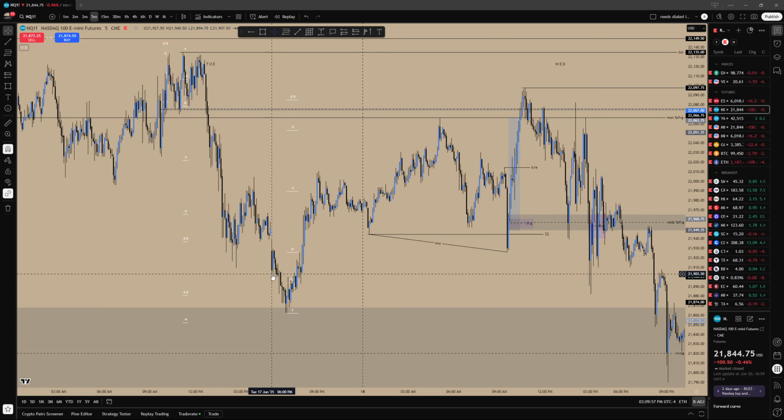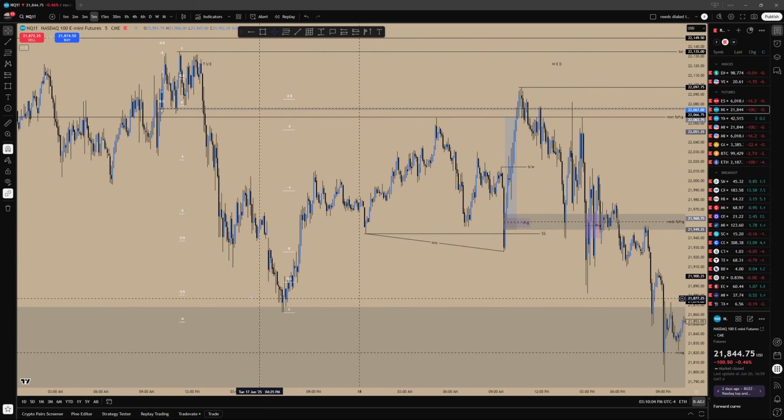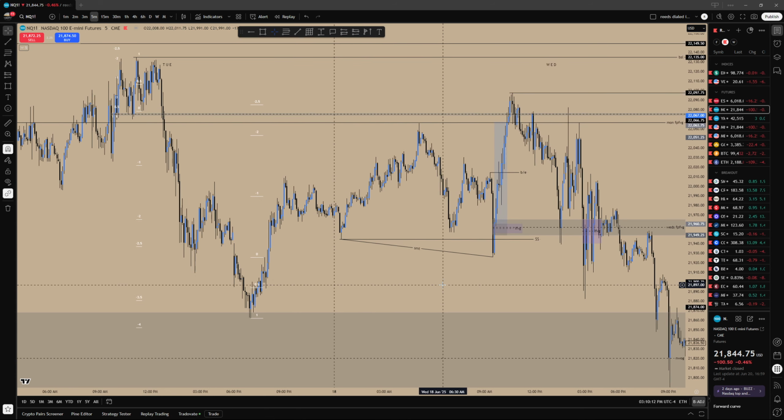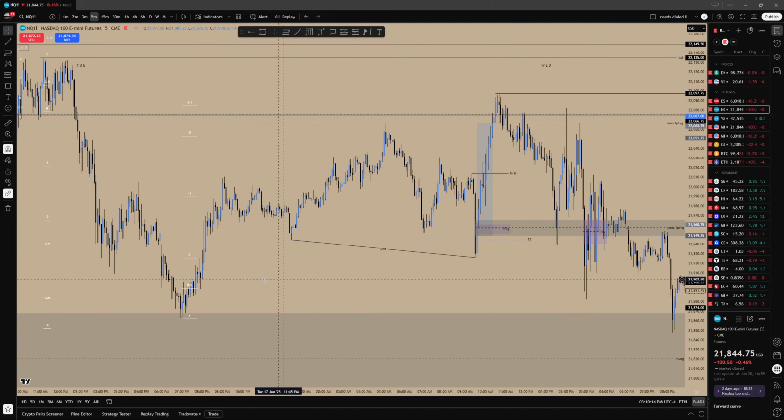We also left an NDOG right here. New daily opening gap, new weekly opening gap, in case you don't know what that is. After completing this standard deviation from the previous day's manipulation, we're going to look for longs now. I personally am looking for longs and a standard deviation to the upside.